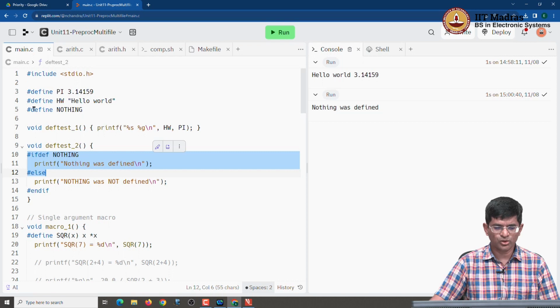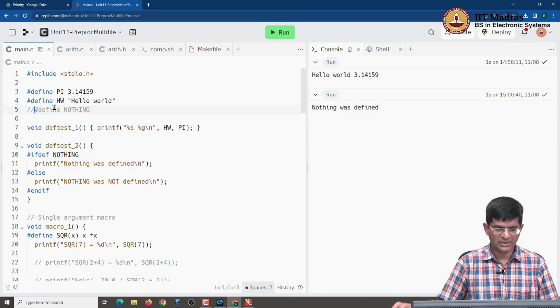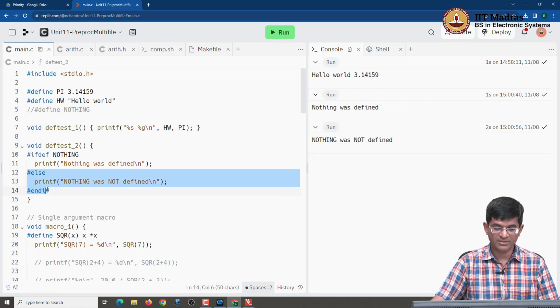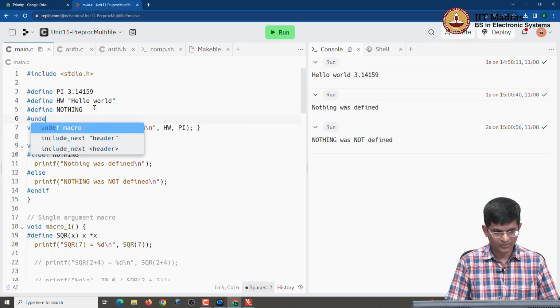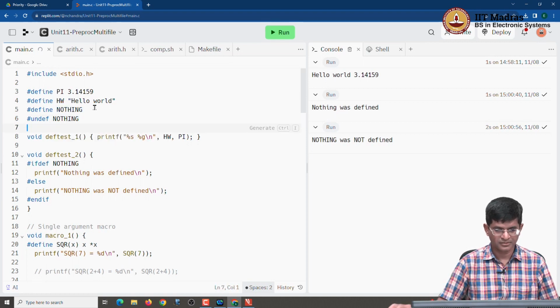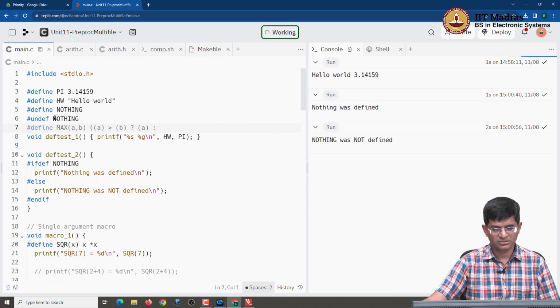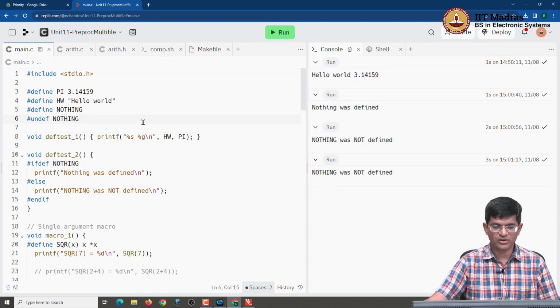Now, interestingly, I can do two things. I could either comment this out and run it, at which point it says nothing was not defined, so clearly it has taken this branch of the code, or I can do something else, which is I first define it and then I go ahead and undefine it. And the undef achieves exactly the same purpose as not defining it in the first place. It basically allows me to replace the code.